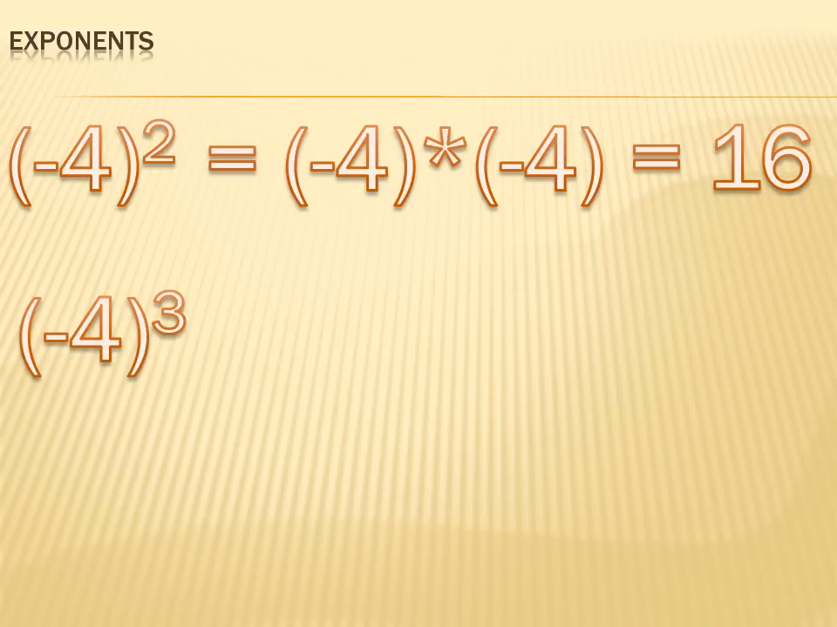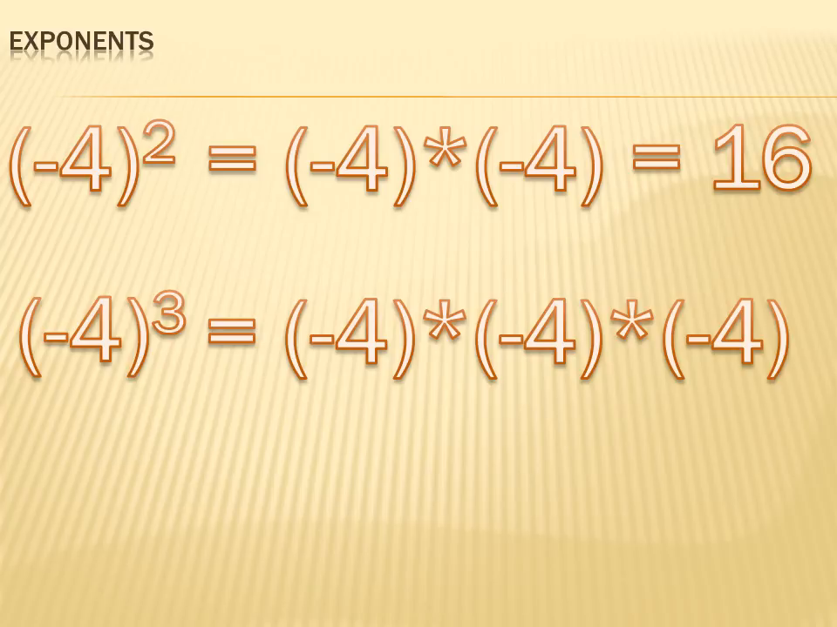Well, what if I have negative 4 to the third power? That'd be negative 4 times negative 4 times negative 4. I've got 3 negatives. I've got an odd number of negatives. So my answer's going to be a negative. Negative 4 cubed is minus 64. If you've got a negative base and an even-numbered exponent, you're going to get a positive result. If you've got a negative base and an odd-numbered exponent, you're going to get a negative answer.